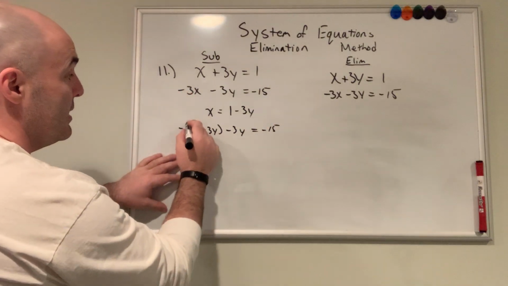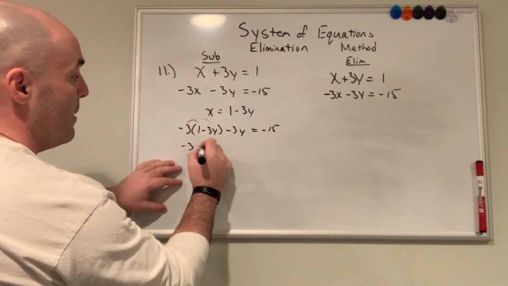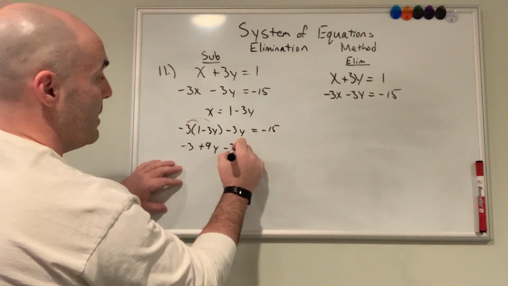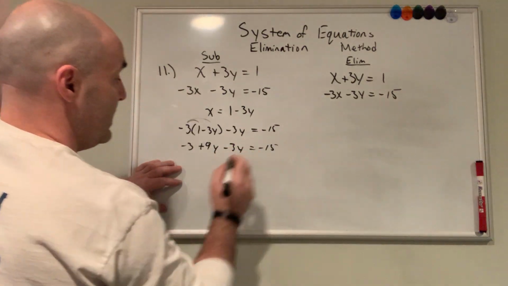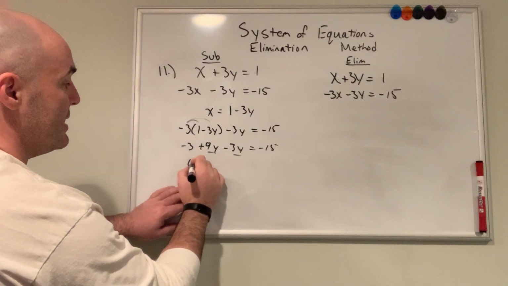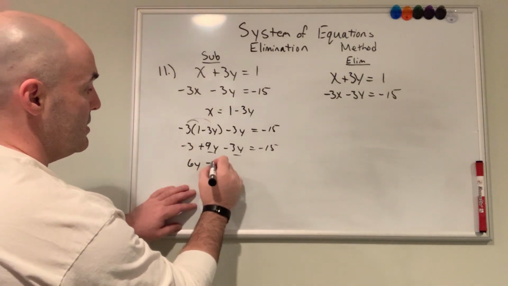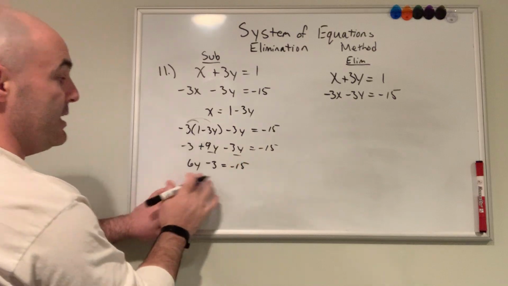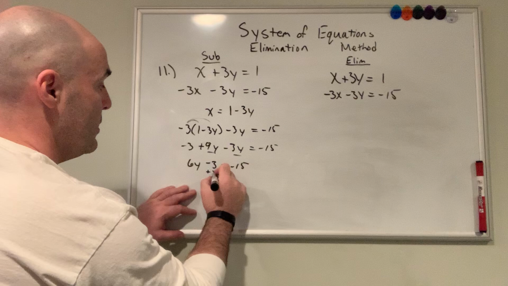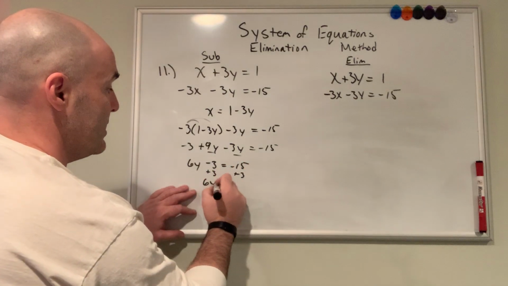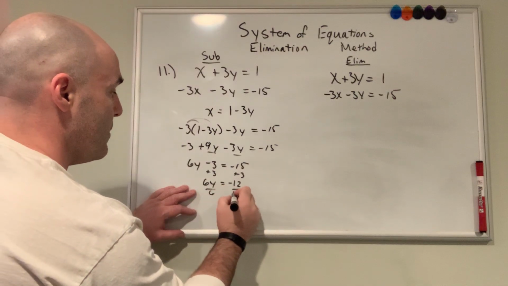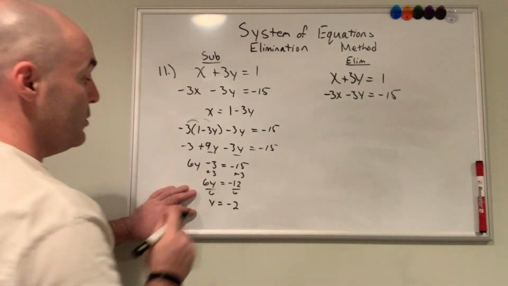So we'll simplify. Negative 3 times a negative is a positive 9y, minus 3y equals negative 15. We'll combine our like terms. 9y minus 3y is 6y. 6y minus 3 equals negative 15. Simplified on the left-hand side, simplified on the right-hand side. So we go ahead and solve. We add 3 to both sides. We get 6y equals negative 12. Divide both sides by 6. And y equals negative 2.